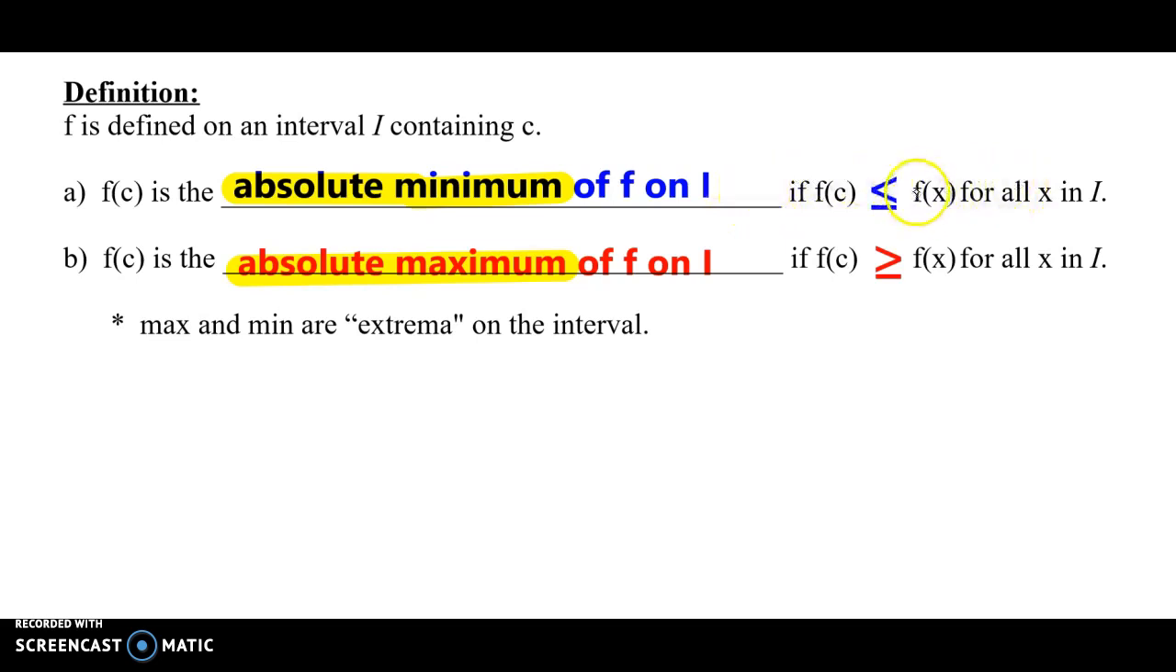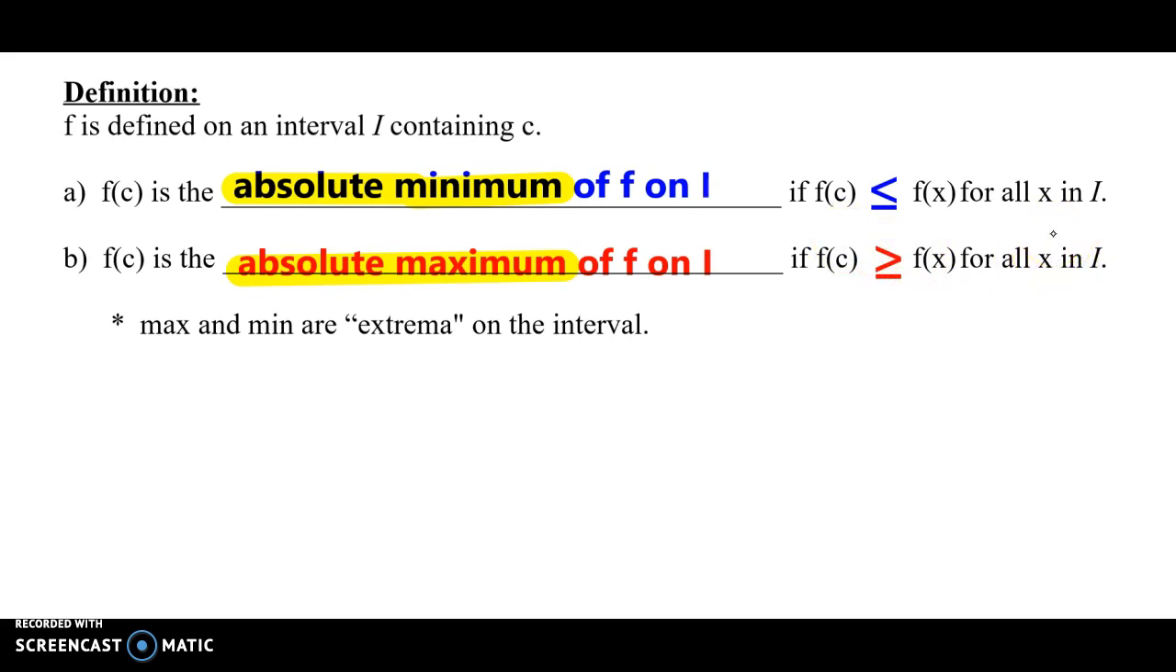Now think about a horizontal line, for example. Everything is technically an absolute minimum because it's all less than or equal to all of its other values on its interval. The same thing applies to absolute maximum. It has to be the highest or equal to the highest for all f of x in its interval, for all x in its interval. And with that horizontal line scenario, technically everything would be equal to everything, so everything would be an absolute max as well.